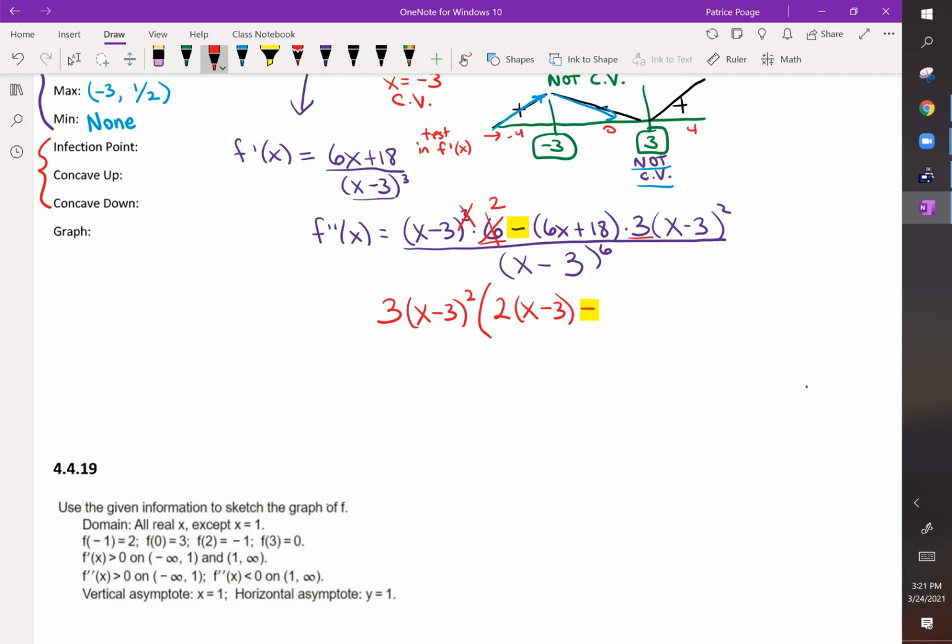On the right side, I took out a 3 and I took out this whole term. So it leaves me with 6x plus 18, which I'm going to write in parentheses. Why is that important? Yes, got to distribute that negative sign or it changes everything.